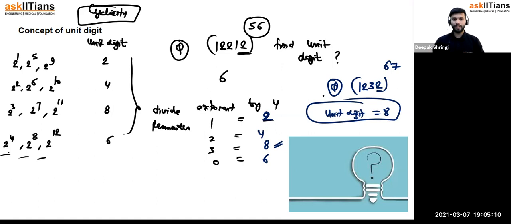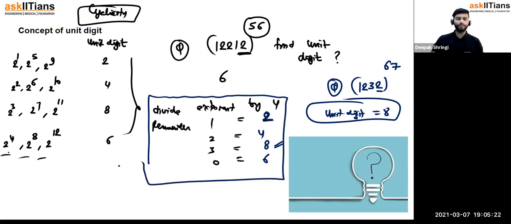how the 2 works, this is a concept for 2. So if the number's last digit is 2, then what you will do is that you will divide the exponent by 4. If the remainder is 1, the unit digit is 2, if the remainder is 2, then 4, 3 gives 8, and 0 gives 6, right. And this is not something I memorized or anything like that.